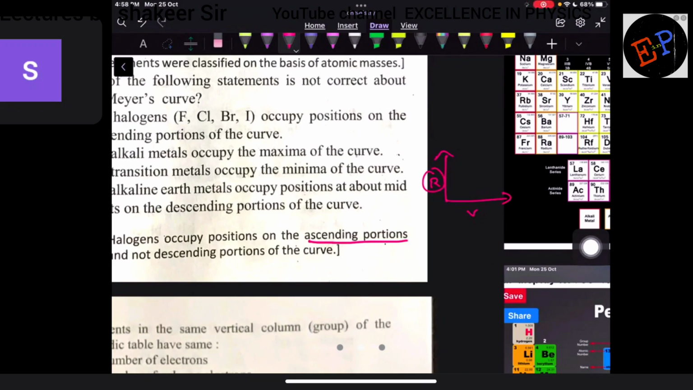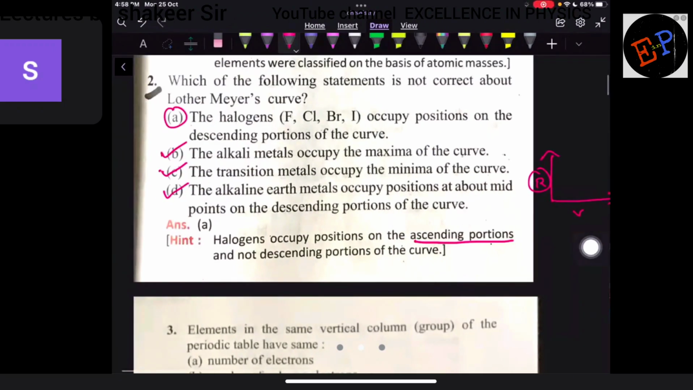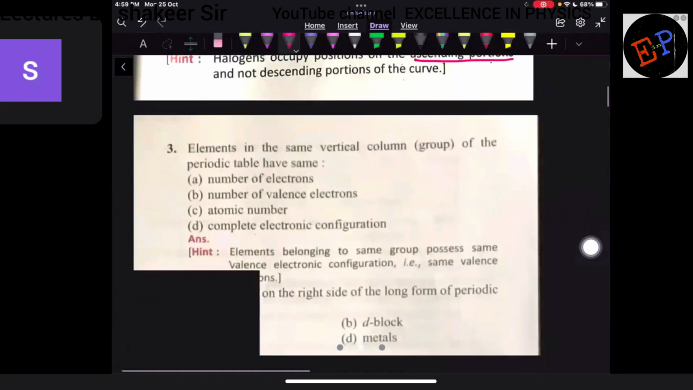On the y-axis we have radius. So which one will have the highest radius? Alkali metal. So that was the graph which was obtained by Lothar Meyer. అర్థమవుతున్నాయి కదా? That's it. Okay.